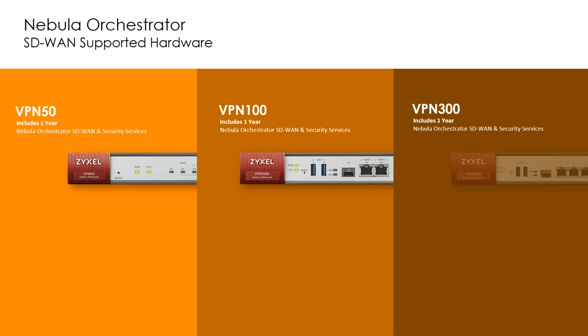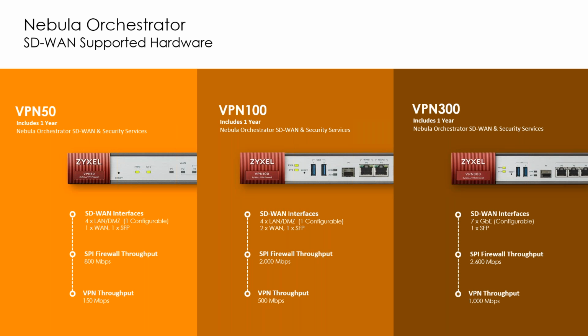The devices that support Nebula Orchestrator, we have 3 models available, the VPN series devices, so VPN 50, 100 and 300. The stats you see on the page, but the major differences between the gateways is that the 2 smallest ones, 50 and 100, are fanless, so they can be easily used as desktop devices because they don't produce any noise, and also the port roles are predefined on those devices, so you have a certain amount of WAN and LAN ports.